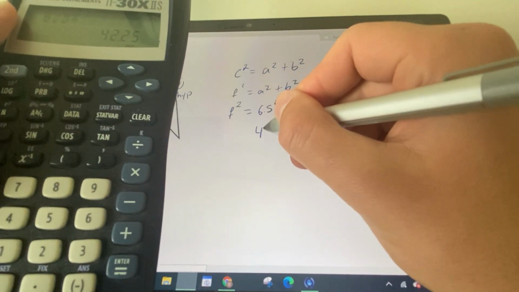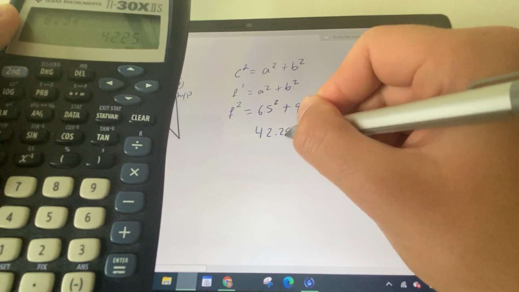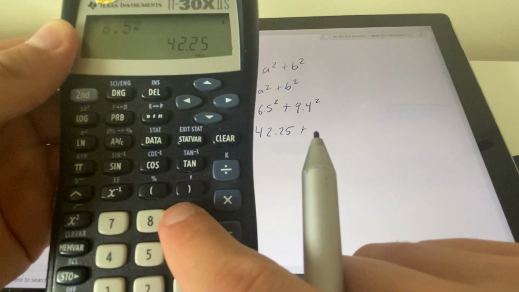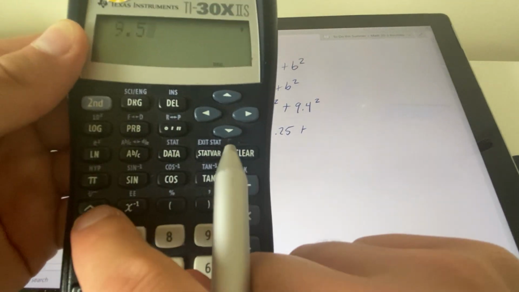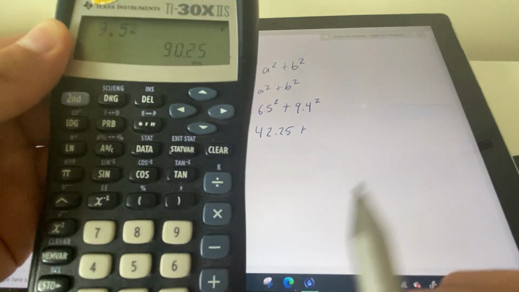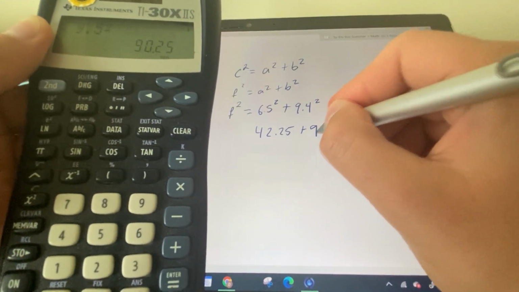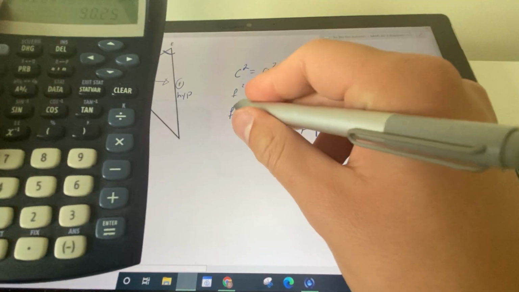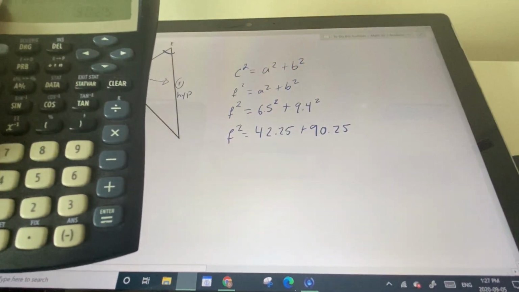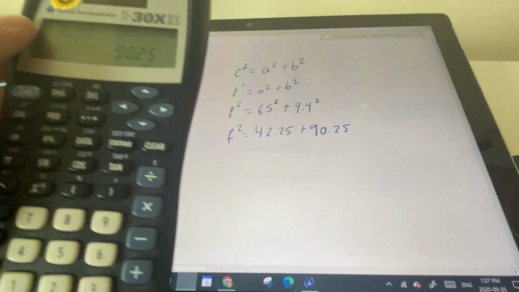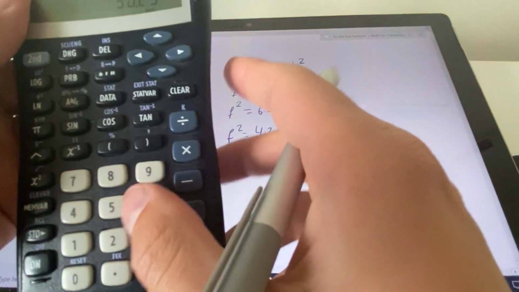That gives me 42.25 plus, and then what is 9.5 squared? Well, 9.5 squared is 90.25. And remember, this equals F squared. This does not equal F yet. We can add these two numbers together.